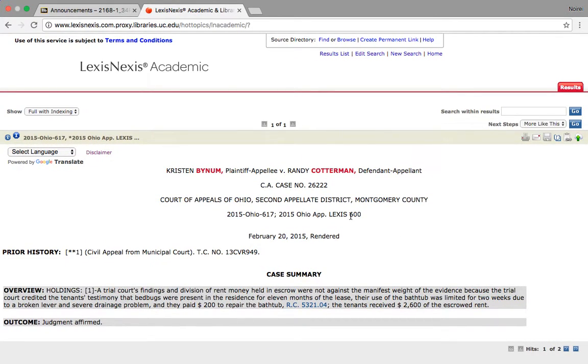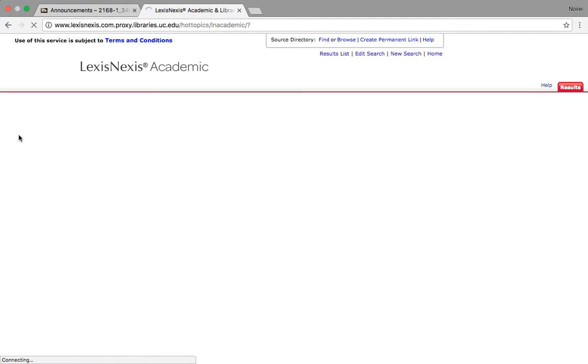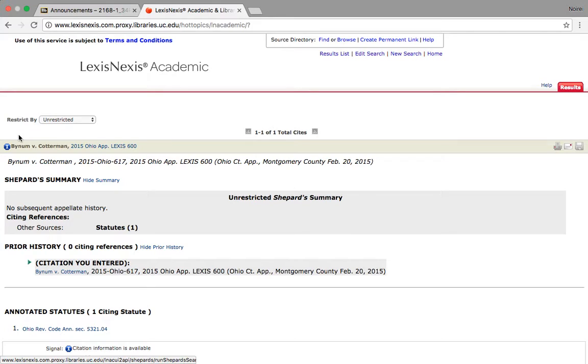So when we look at this case, or any case for that matter, there's always going to be some type of signal indicator right here that's going to provide you with the Shepard's information. So we can select this key, and it's going to provide us with the Shepard's summary.